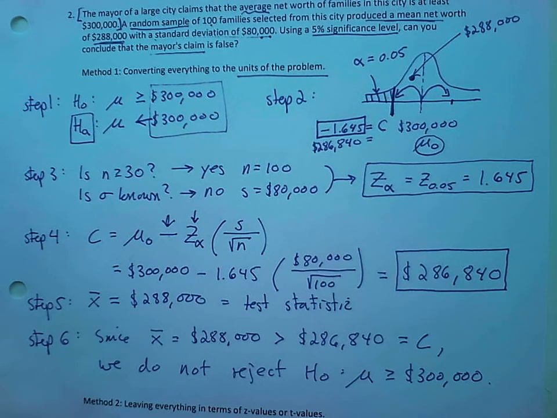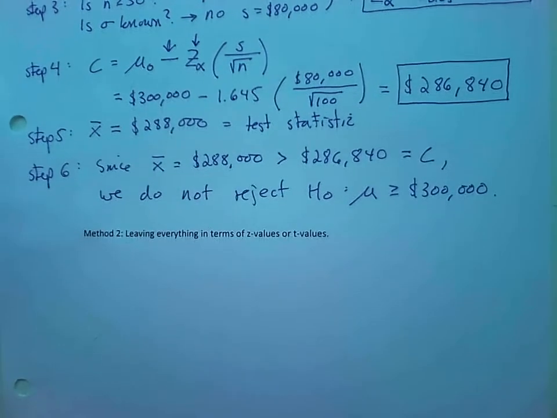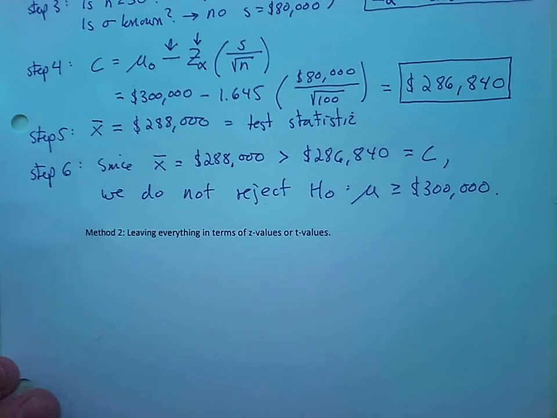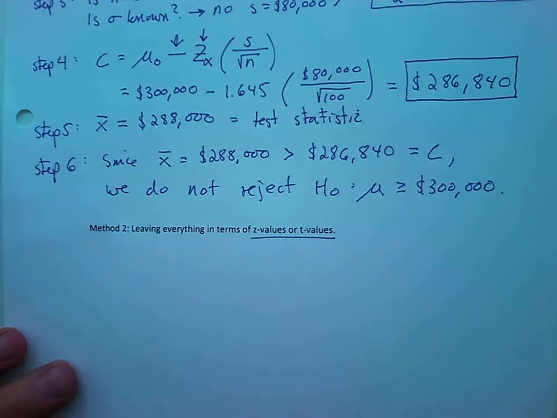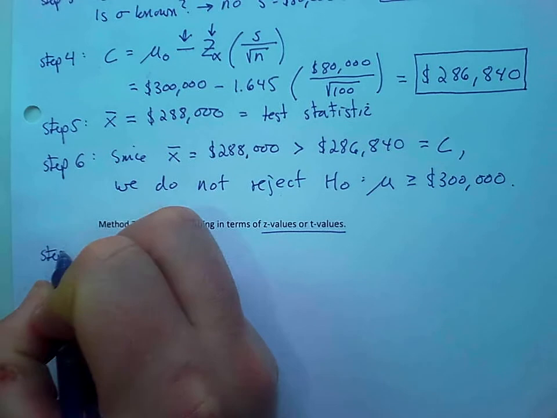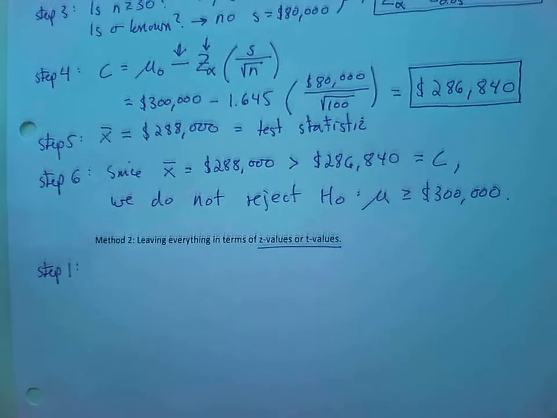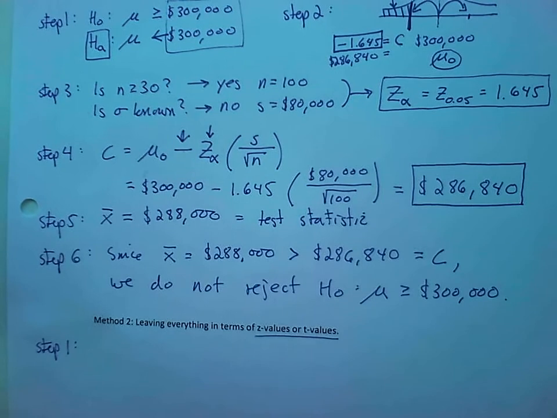All right. So let's go on to method number 2. Now, what does method number 2 do? Method number 2 leaves everything in terms of z values or t values. So if we employ method number 2, what is different about step number 1? Nothing. The way that we write our null and alternative hypothesis has always been the same and will always be the same. I'm not changing anything about that.